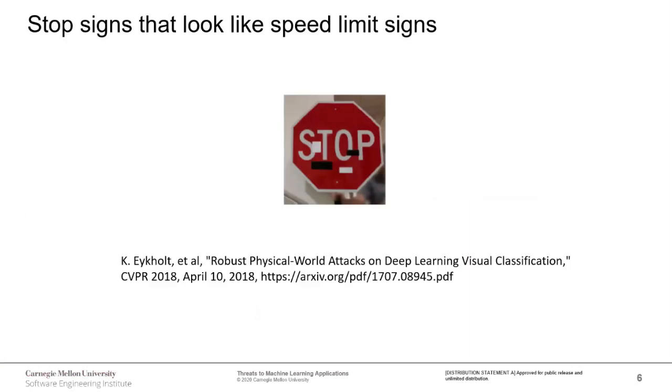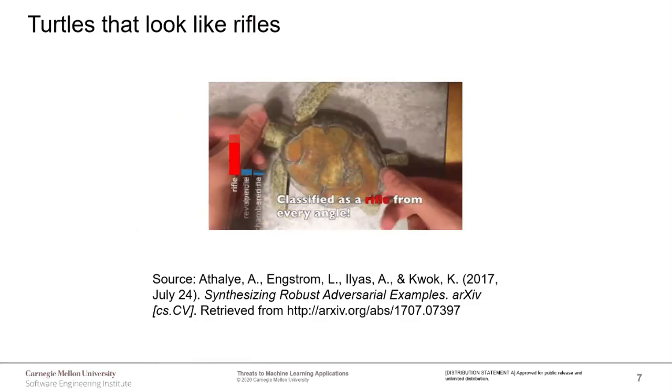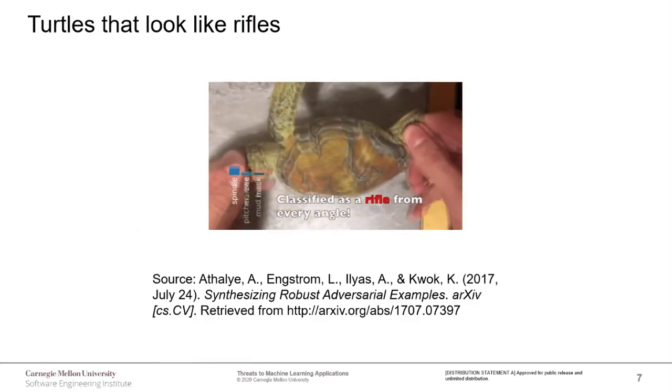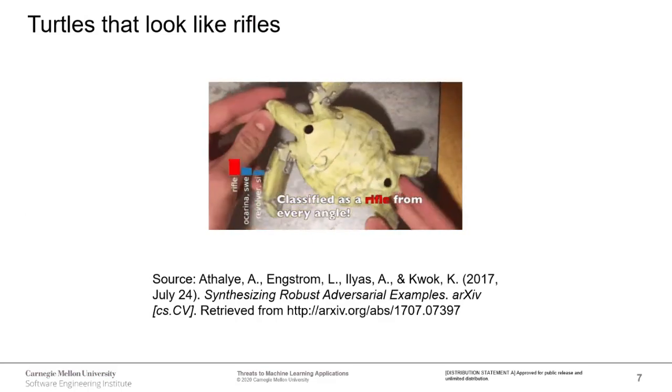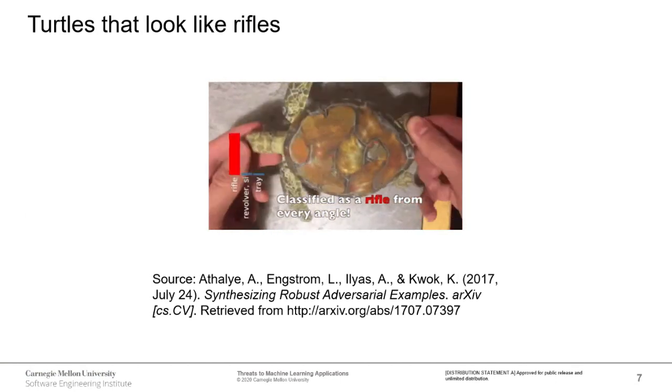For example, one is a stop sign that fools pattern recognition systems into thinking that it's a speed limit sign just by adding those little black and white squares. Another common example, the ability to make what looks like a turtle always appear like a rifle, no matter how you are looking at it, because again, the machine learning system has been compromised.